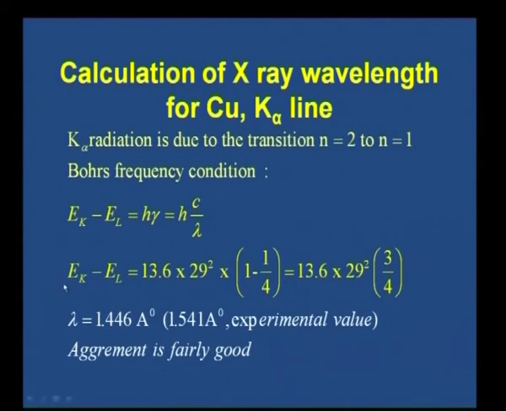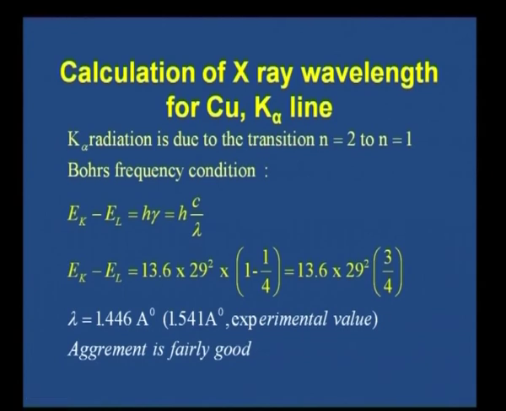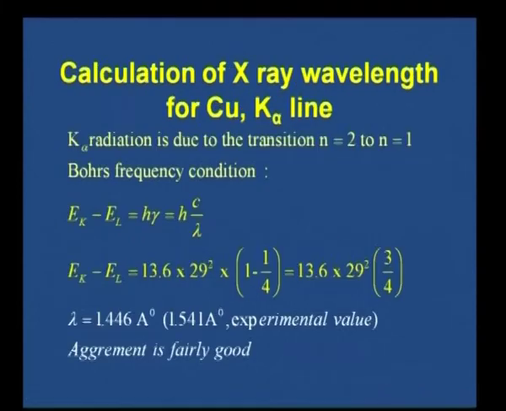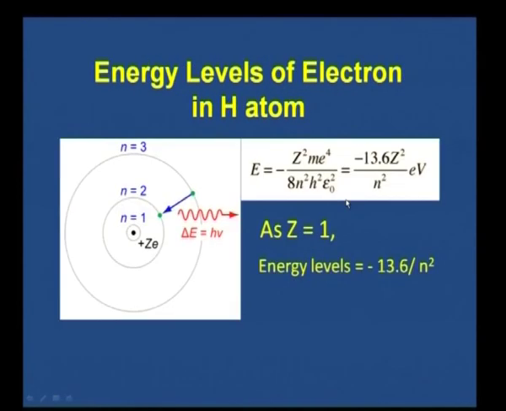So, you have E_K minus E_L to be equal to 13.6 multiplied by Z square, Z is 29, the atomic number of copper, right. We have the formula here, Z square. So, Z is for copper, Z is 29. So, you substitute 29 square, then what do you have?